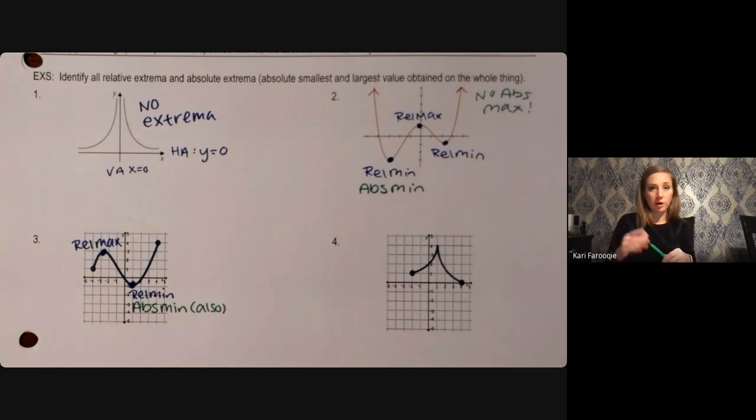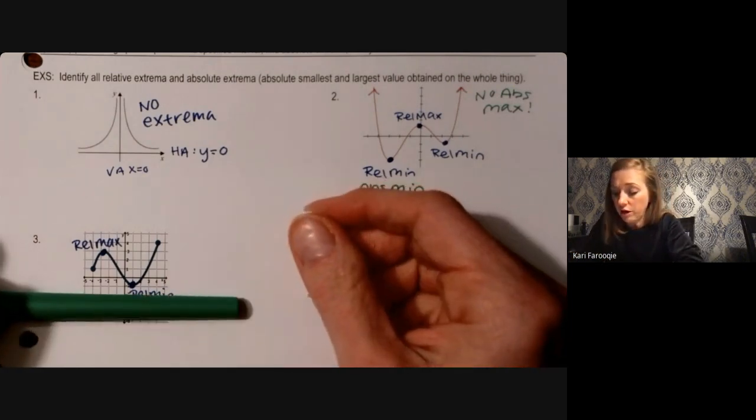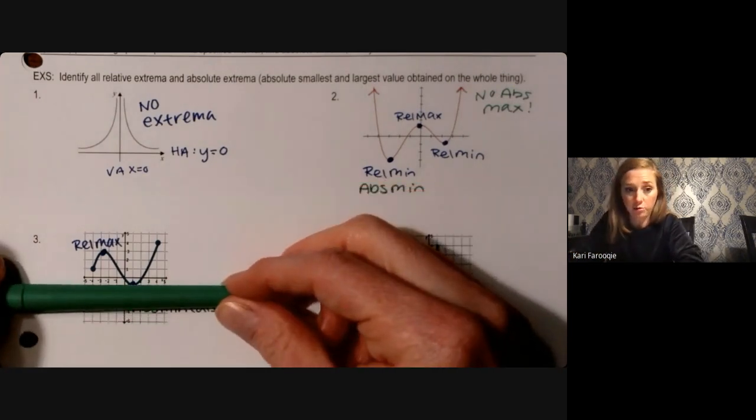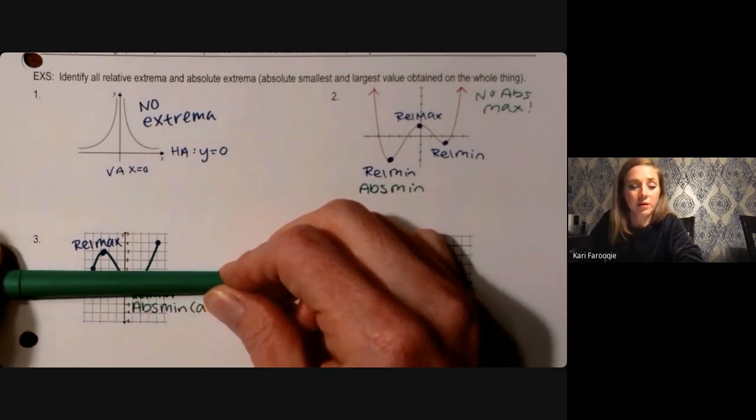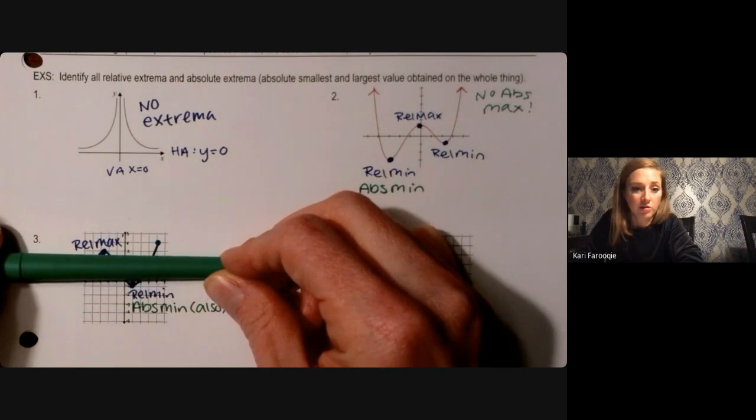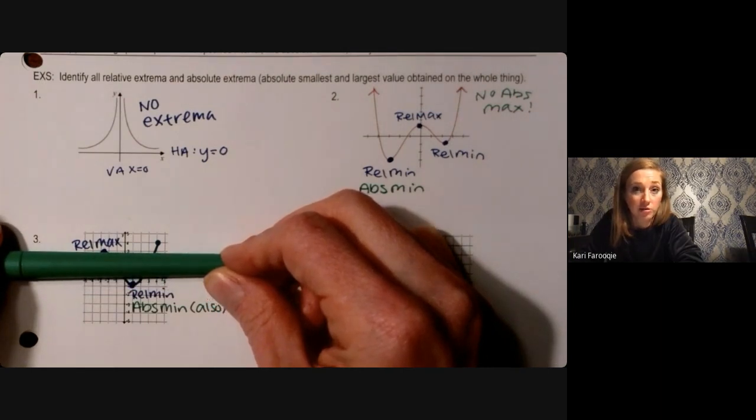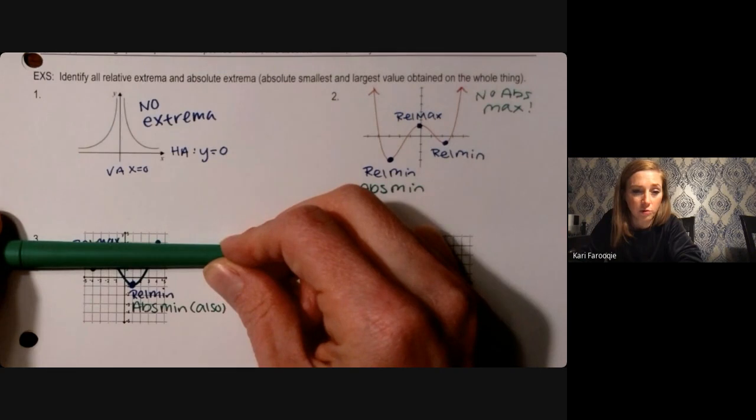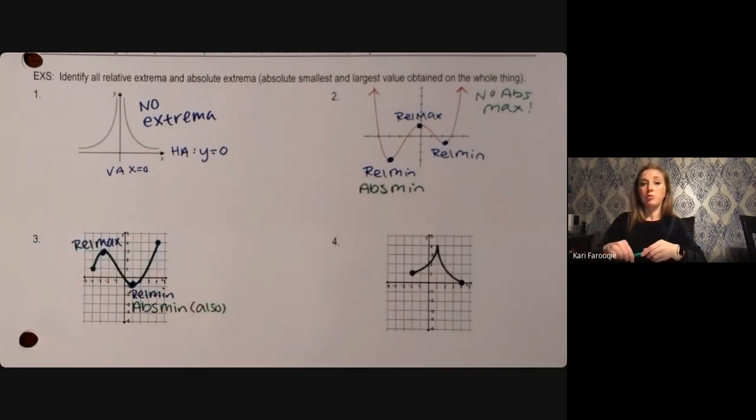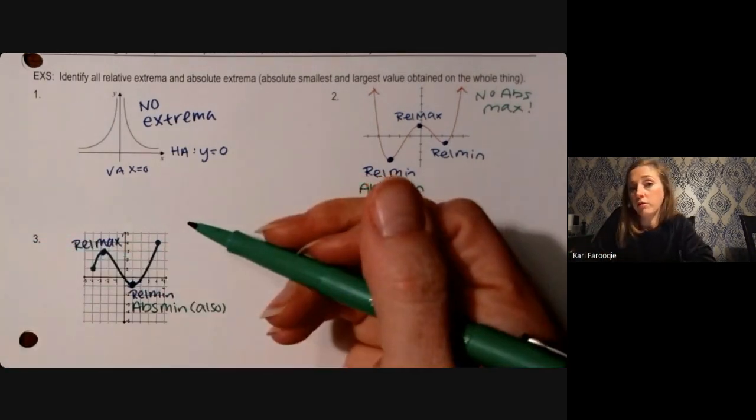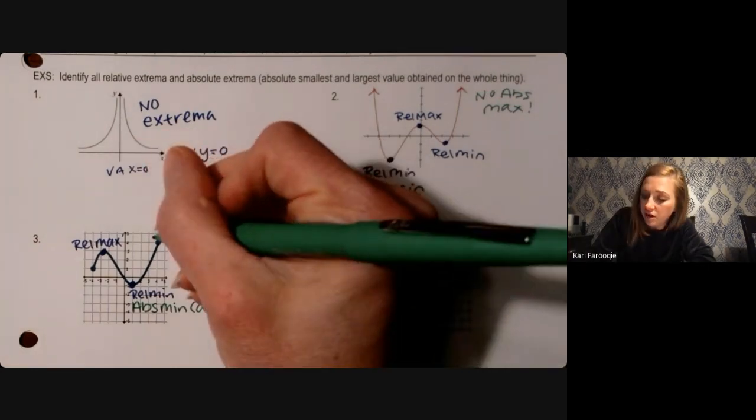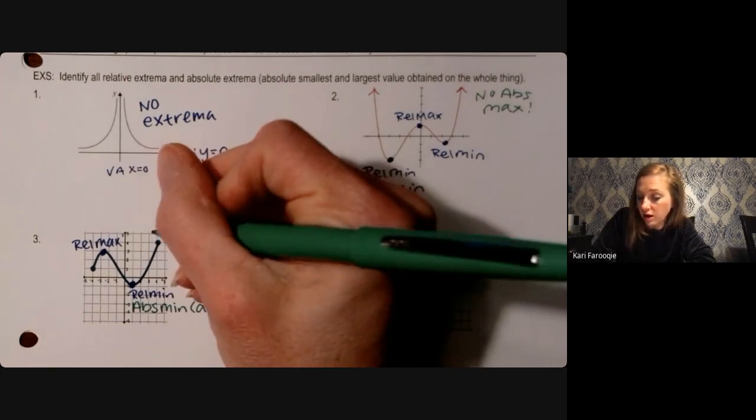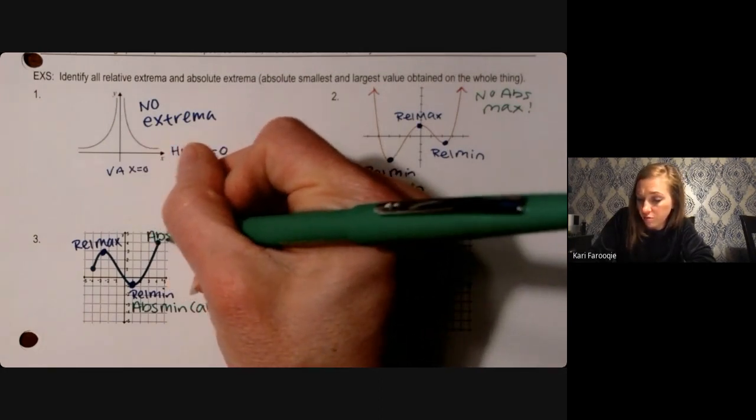Now, as far as your absolute maximum, we're going to keep scanning the graph, and we're going to find our absolute highest y value. So as I'm scanning this up, I've hit the relative max, but I have another y value that's even higher, and that is at this right endpoint. Now, I know that we said that the endpoints can't represent relative extrema, but they can represent absolute extreme values. So in this case, I would say that this upper or right endpoint represents an absolute maximum.